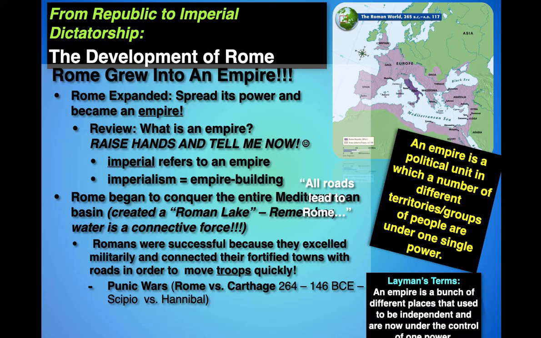Punic Wars were Rome versus Carthage, 264 to 146 BCE, and we have Scipio versus Hannibal. The Romans absolutely destroyed Carthage. They wiped out an entire city. And then Rome conquered Greece in 146 BCE.